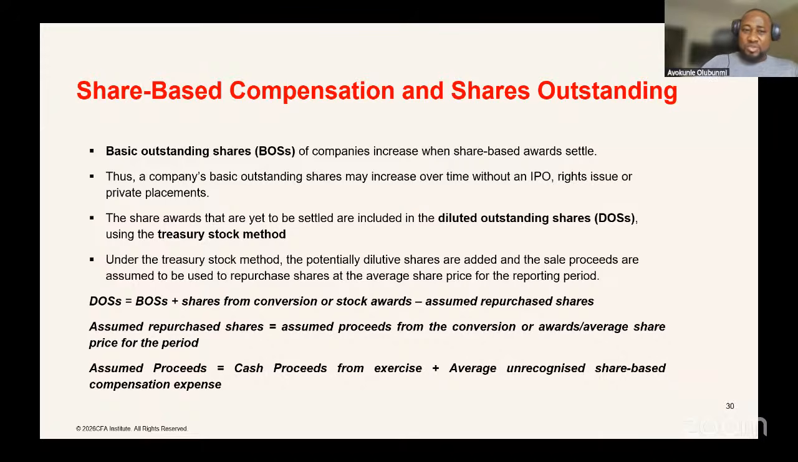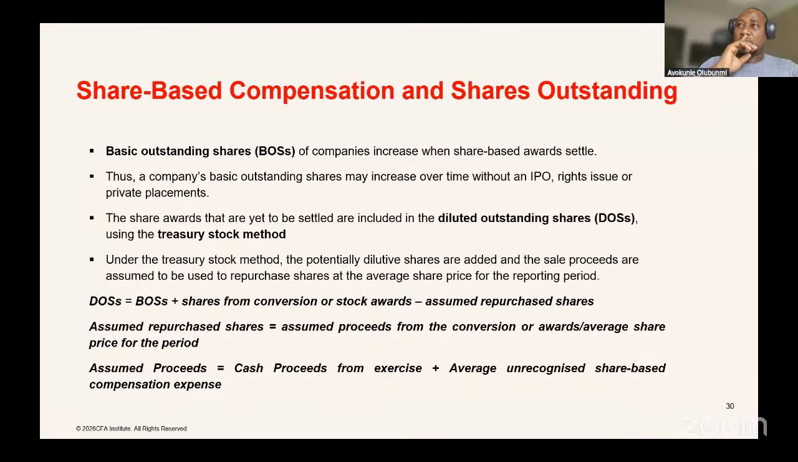So that means your diluted outstanding shares is your basic outstanding shares plus shares from the conversion of stock awards minus assumed repurchase shares. Your assumed repurchase shares is the assumed proceeds from the conversion of the shares divided by the average share price in the period. Assuming it's a stock option, remember that the employee will pay for it, so that will be your cash proceeds.